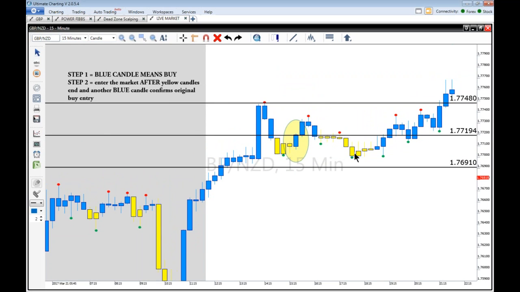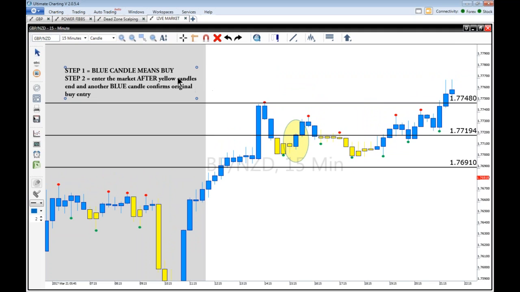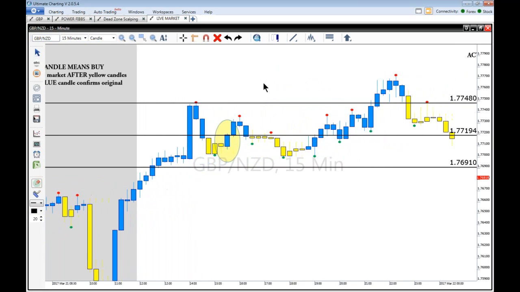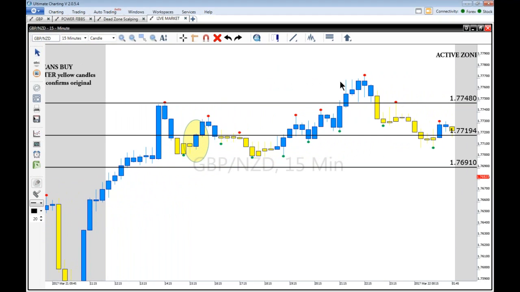You don't get out when the colors are yellow. You've confirmed your entry. You've got your 1-to-1 risk versus reward, 1-to-2 with stochastics involved that he'll show you, and just simply put, get involved and do that. And as you can see, look, that's the scalp for the dead zone.